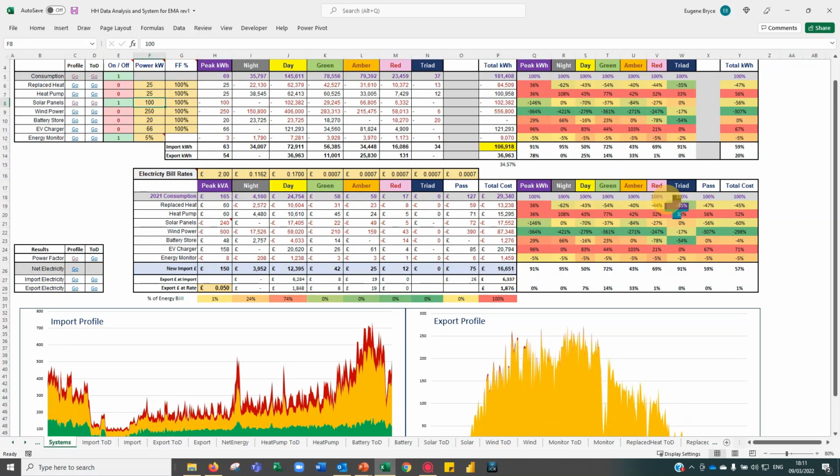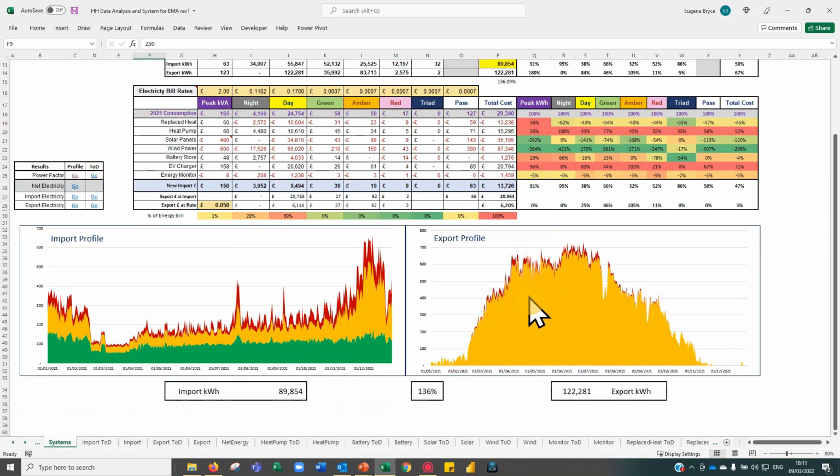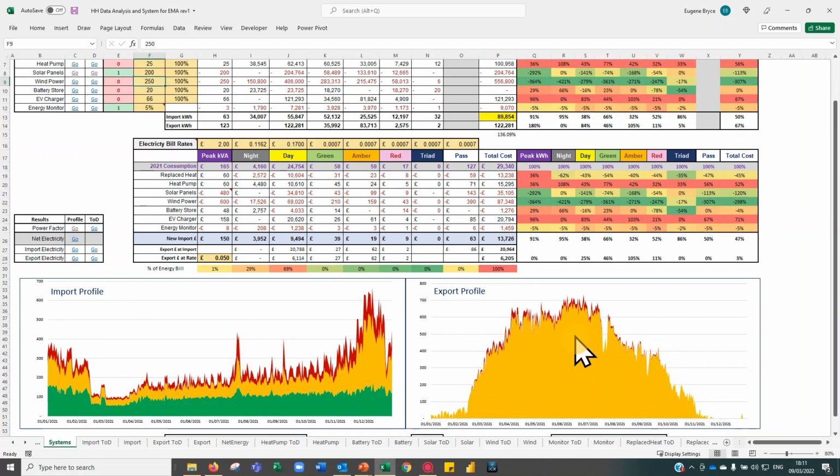Now I can then start increasing the size of the solar. So if I double the size of the solar, I've quadrupled the amount of export. I've barely touched the winter targets, but I've quadrupled the export, which is interesting.